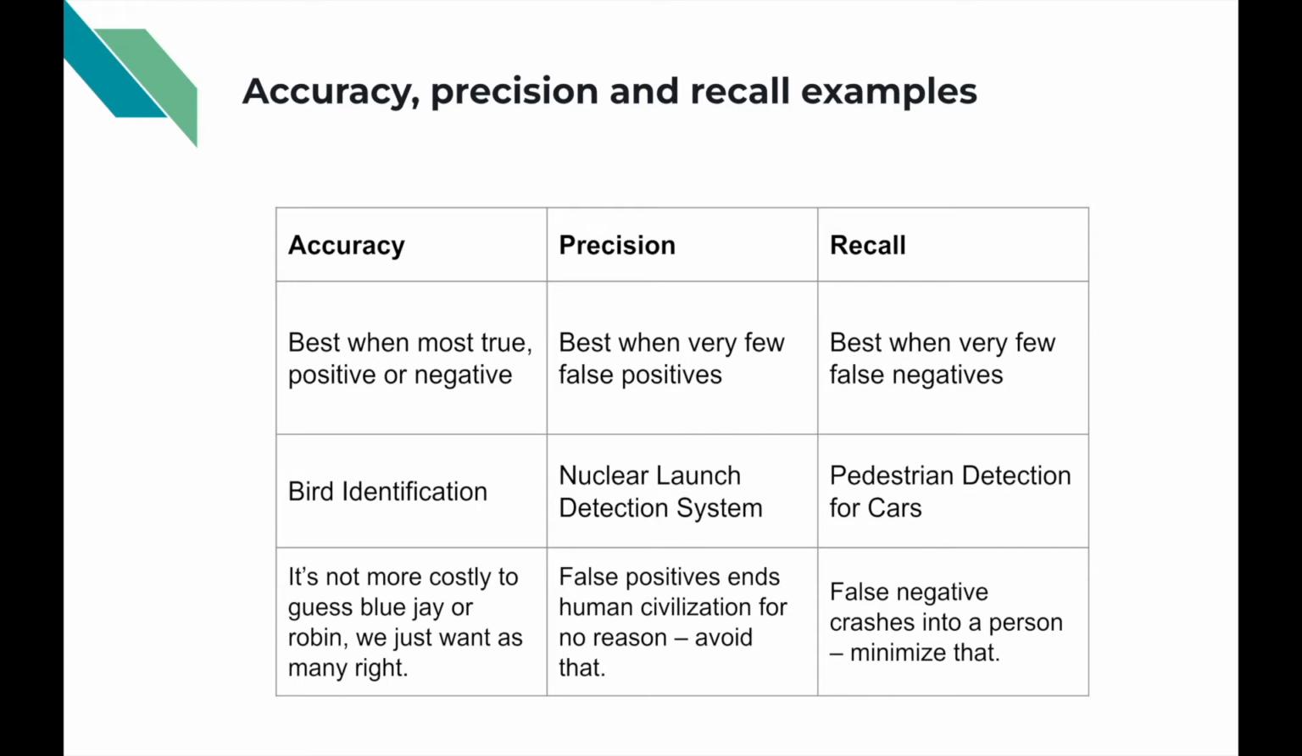For precision, we're talking about the nuclear launch detection system. False positives are really costly, so we want a metric that actually takes that into account, and precision is the only metric out of these 3 which includes the false positive count as part of the calculation. Finally, for the pedestrian detection case, we're trying to have very few false negatives, so we want to minimize the number of crashes into humans, obviously, and recall is the best metric for that situation.